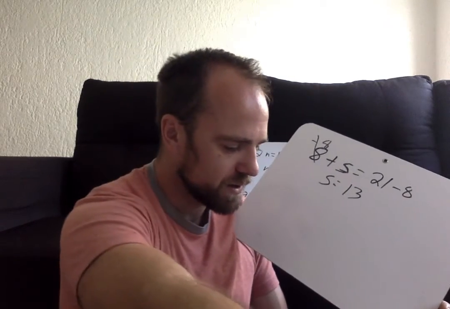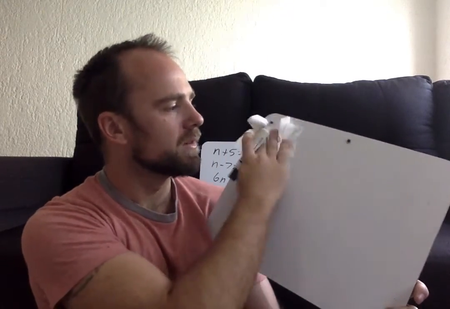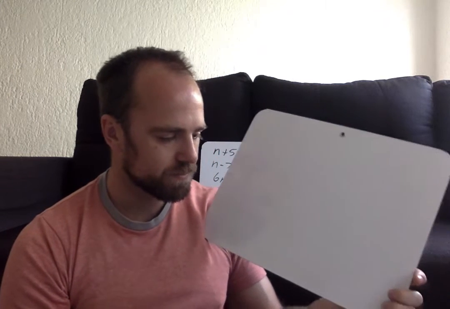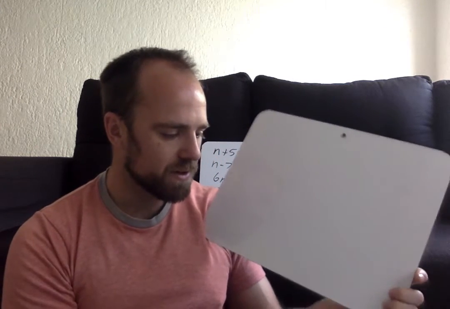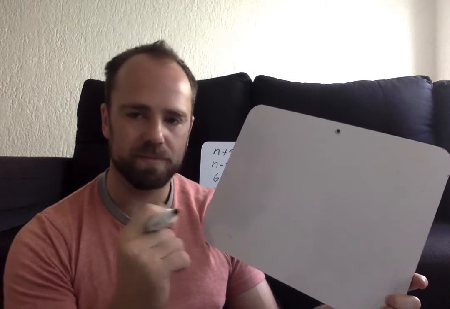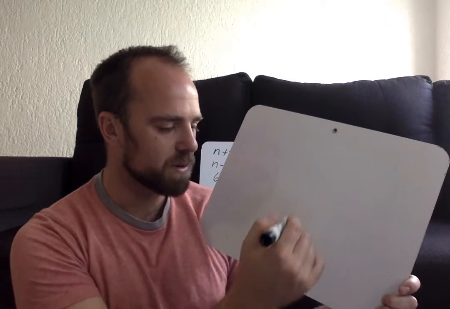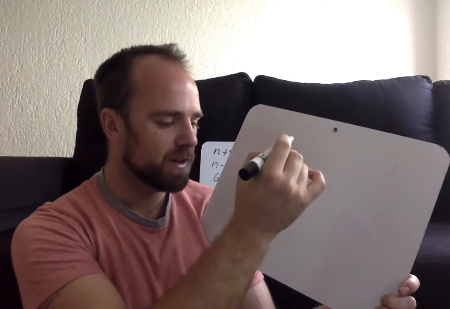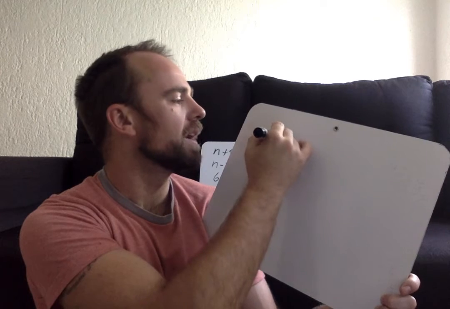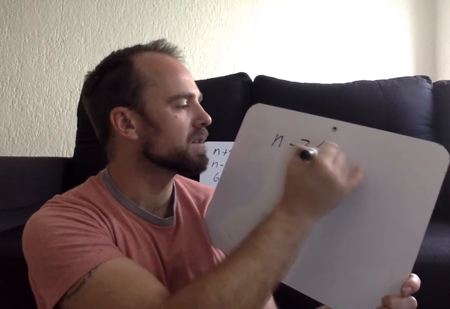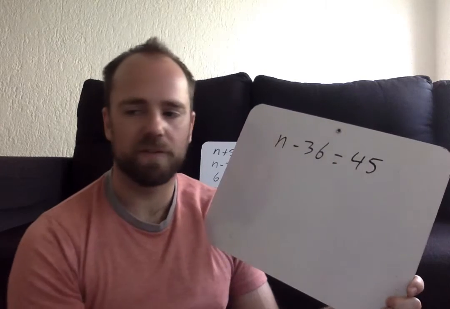Okay, the next one. I'll give you a couple more word problems. So Ned spent $36 on a new badminton racket. Okay. He had $45 left. How much money did he have before he bought the racket? Okay. So we're saying he spent $36. So in this situation, we have n minus 36 equals 45.